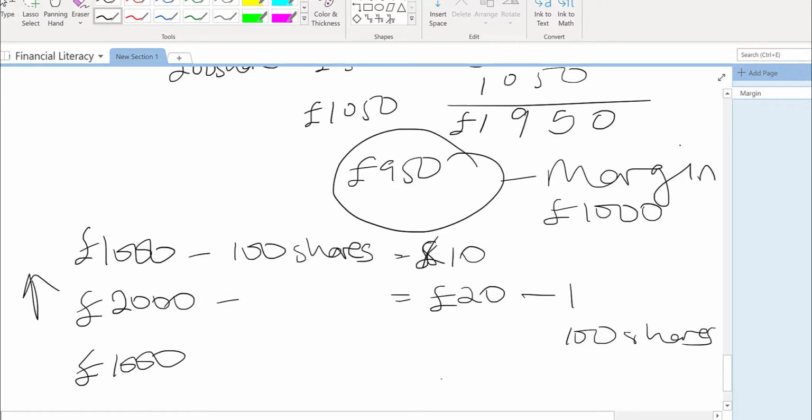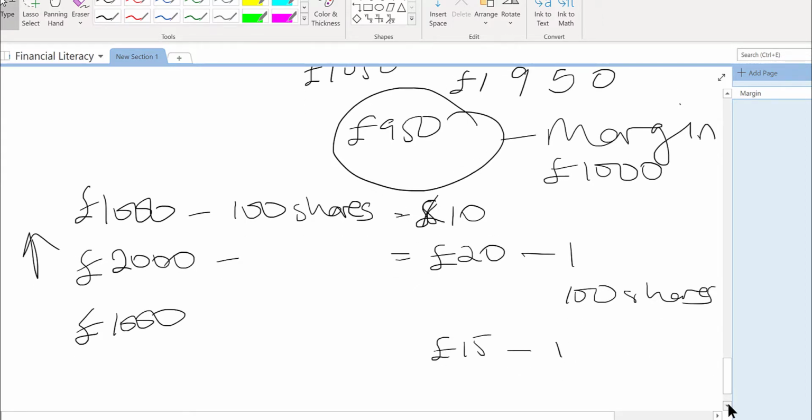If we now use the same example, it costs £15 now for one share. How much are you going to get? So at £15, your profit is £500, right? It is all yours without using debt. Okay.